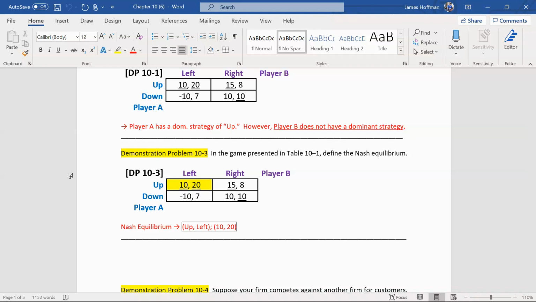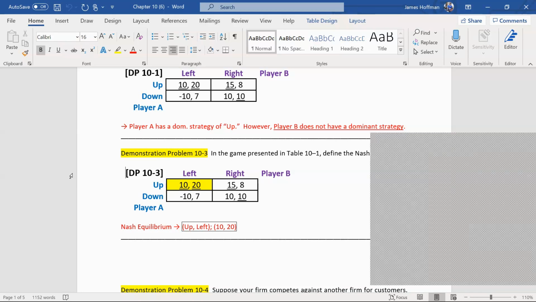Okay, so in the game we just looked at, the game presented in table 10.1, the same exact thing. Let's define the Nash equilibrium. So we went through all the players' best responses, and I underlined the outcome of what each player would do given the other player's options.